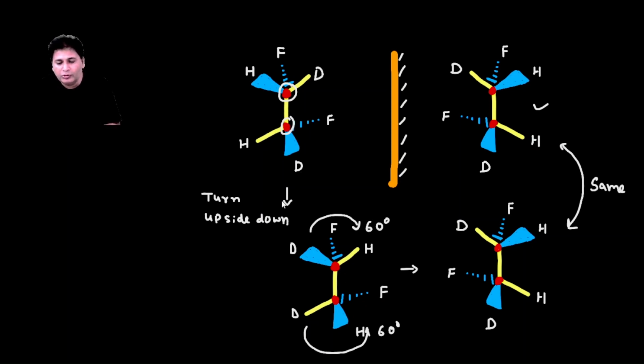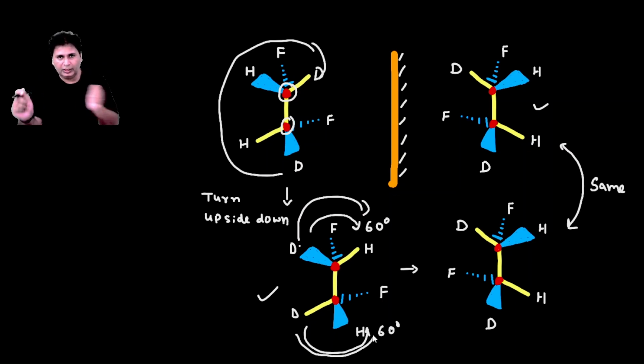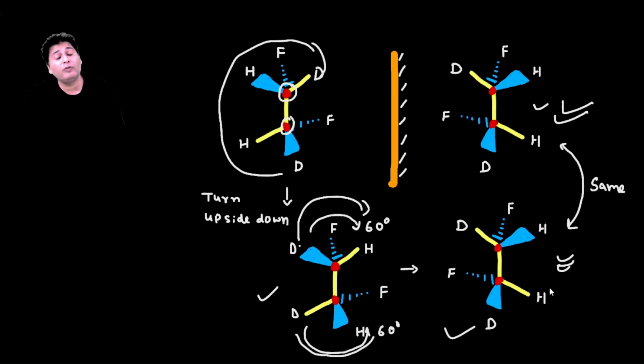How? What you do, you turn this upside down like this. As you do this, you will get this figure. Now you rotate the top three groups by 60 degrees like this, and the bottom also by 60 degrees like this. So here 60 degrees, there also 60 degrees. You will get this figure. Once you see these two figures on your screen, both are exactly matching each other.